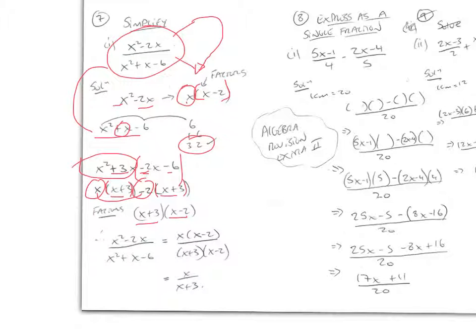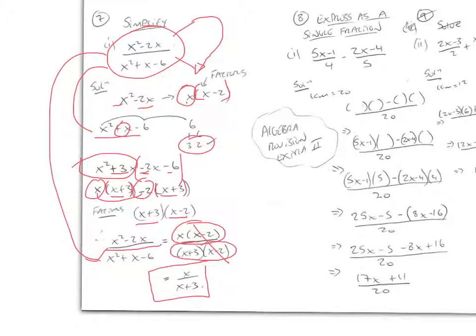So my standout factor here is x plus 3, and my other factor is x minus 2. So I'll rewrite this so that x squared minus 2x over x squared plus x minus 6 is actually the same as its factors. The factors on the top are x by x minus 2, and the factors on the bottom are x plus 3 times x minus 2. They will cancel, so I'm left with x over x plus 3. So that's this problem simplified down to that.